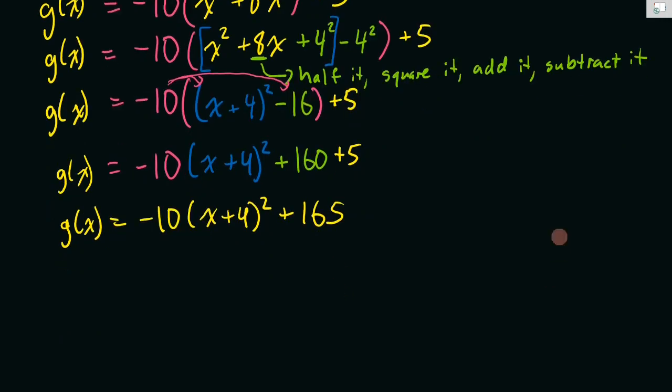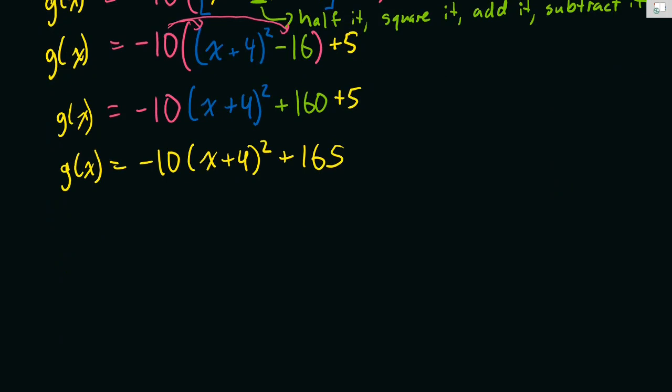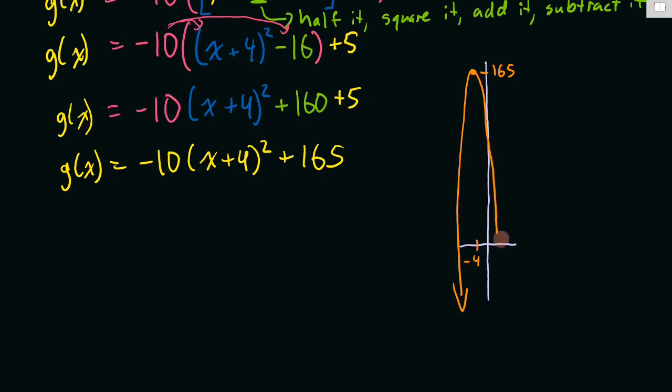We've completed the square. And now a super quick sketch, just because why not? We're going to need some really tall axes on this one because we've got this plus 165. So plus 165 means our vertex is going to be up here at 165. This plus 4 means our x-coordinate is going to be at negative 4. So there is our vertex. Negative 10 means it's stretched down pretty steeply, so it's going to look something like this.